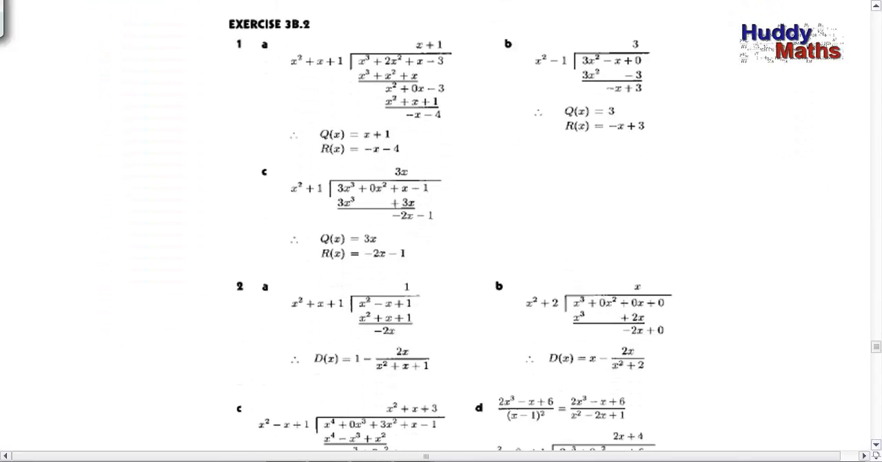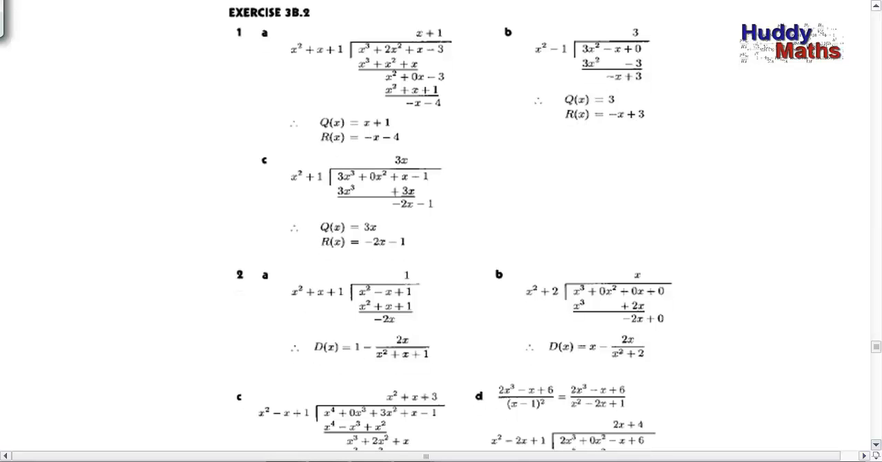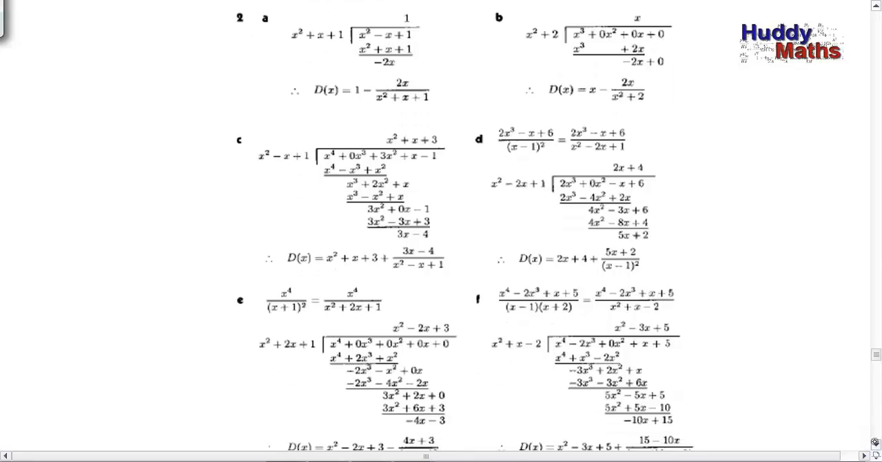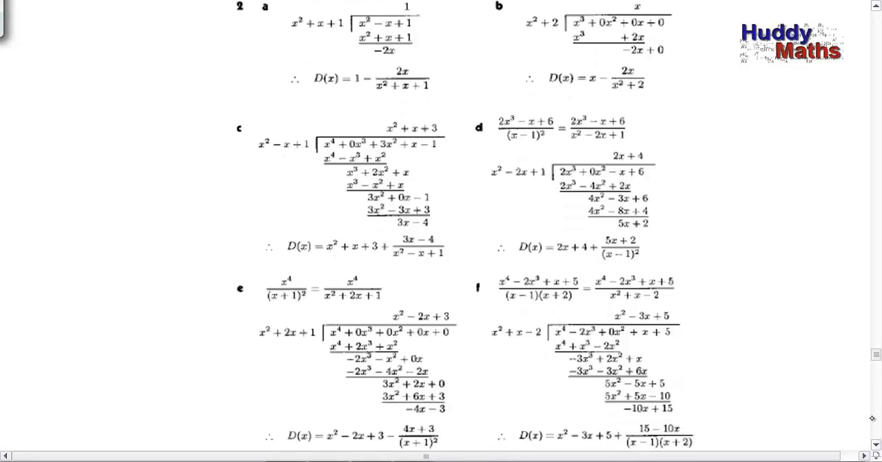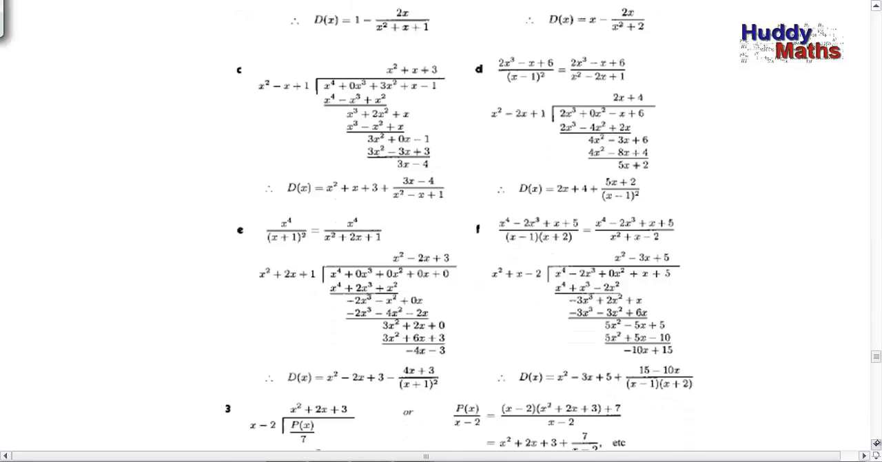Okay, so there's question 1, A, B and C. And question 2, A and B. We'll just go up and see if we can get E and F in. Yep, get E and F in. All right, let's go down and have a look at question 3.